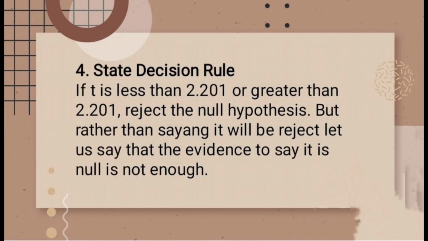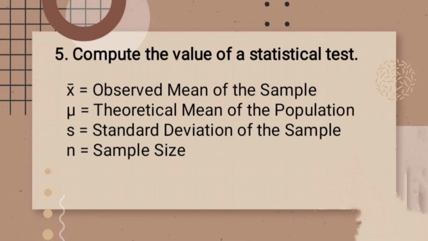Fourth stage, state decision rule. Remember that our critical value is 2.201, so the decision rule will be if t is less than negative 2.201 or greater than 2.201, reject the null hypothesis. But rather than saying it will be rejected, let us say that the evidence to say it is null is not enough. Fifth stage, compute the value of a statistical test.